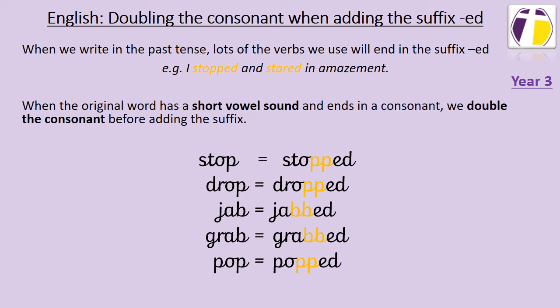If we didn't have those double consonants, when people read our writing, or we read those words, we won't say them like that. We would say stoped, droped, jabed, grabed, poped. That's how we would read them. So we must make sure that we're spelling them with this rule and doubling those consonants, or else our words don't have the same meaning.